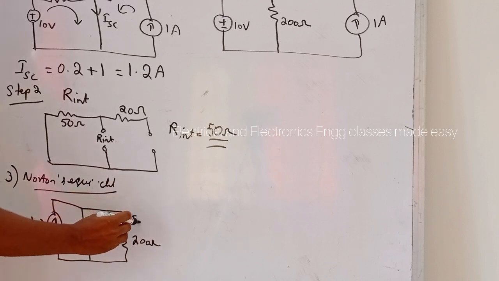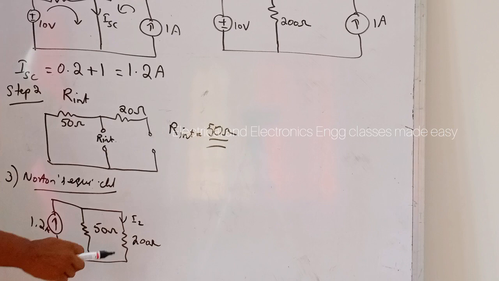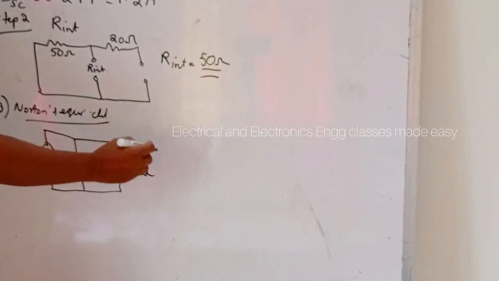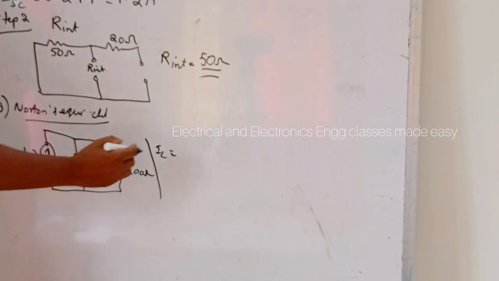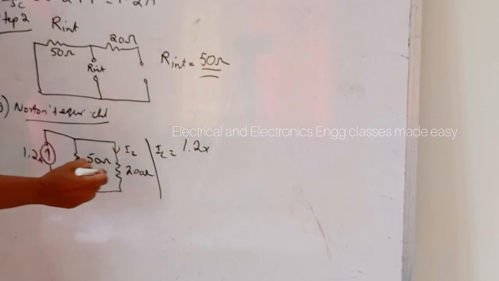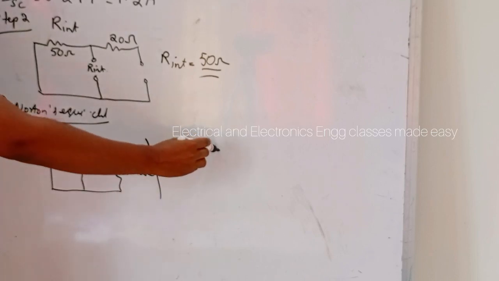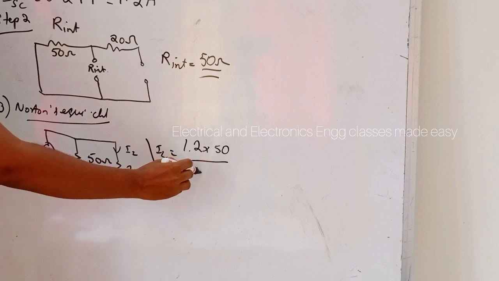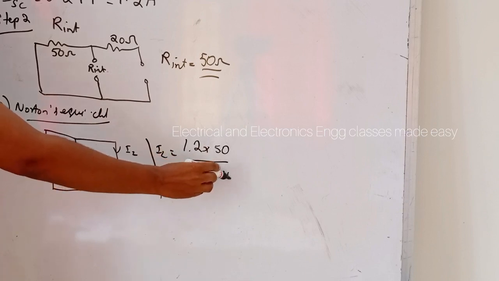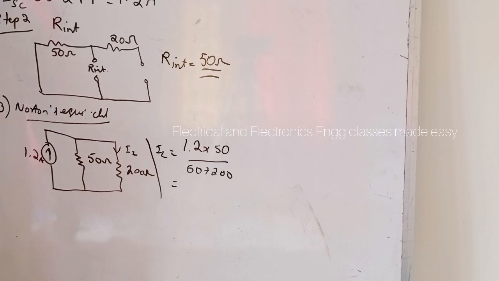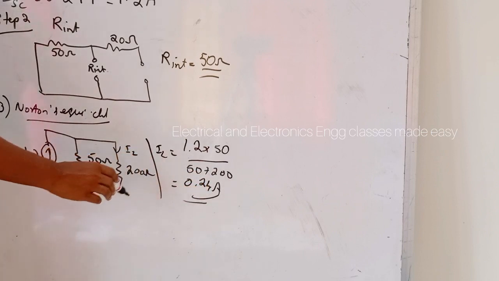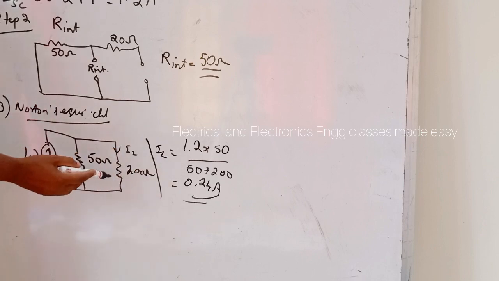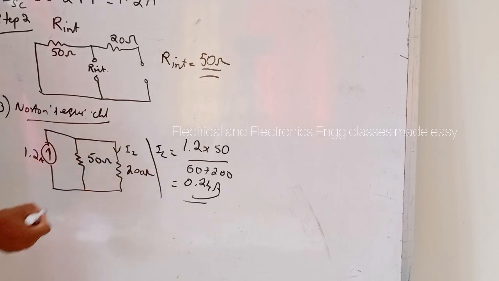So for that we have to find IL, or the current through this 200 ohm resistor. Here IL is equal to total current 1.2 ampere, 1.2 into the resistance of the other branch, 50, divided by 50 plus 200, and that is equal to 0.24 amperes. So IL is equal to 0.24 ampere.